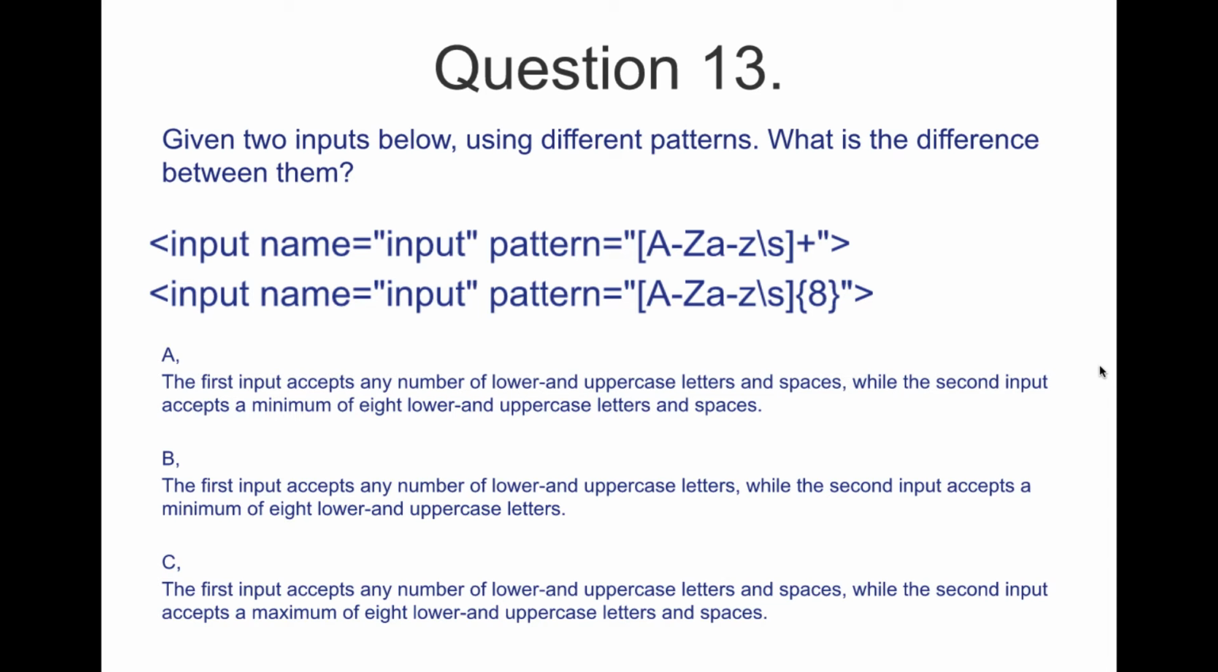And then the last option for the different patterns, the difference between the two patterns is C, and that's the first input accepts any number of lower and uppercase letters and spaces, while the second input accepts a maximum of 8 lower and uppercase letters and spaces.